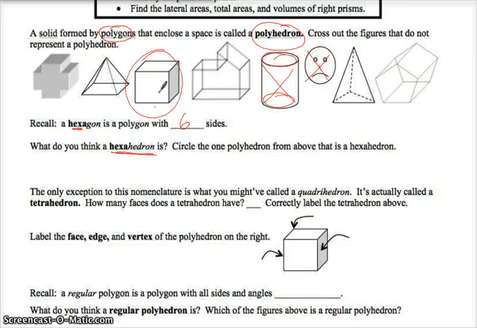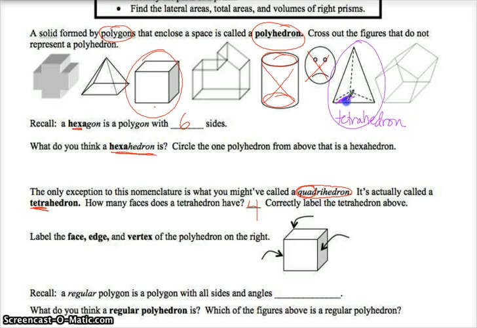So the only exception to this nomenclature is what you might have called a quadrahedron. So meaning we could have a septahedron or we could have an octahedron, but you cannot have a quadrahedron like a quadrilateral. Instead, for a 4-sided figure, it would be a tetrahedron. So I just told you, sorry, how many faces does a tetrahedron have? That's 4. So which one of these is a tetrahedron from above? So that would be this one here. It has 4 faces to it.